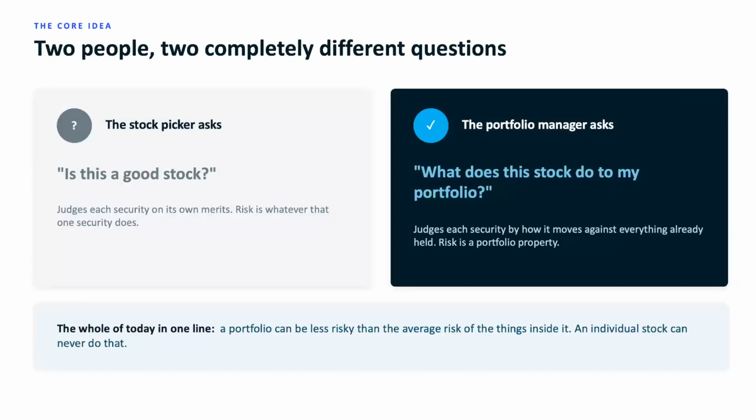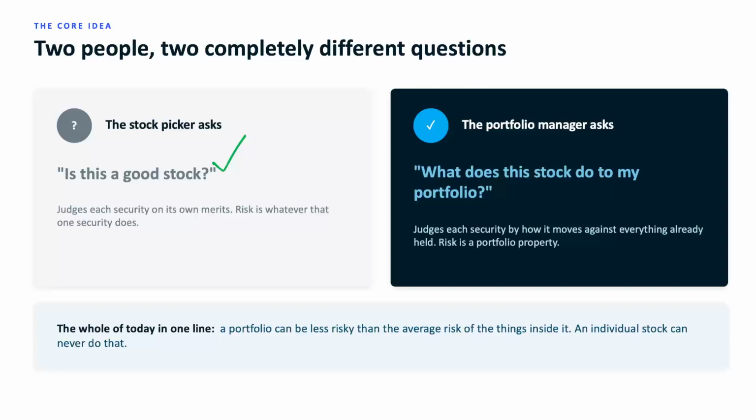Now let's take the example of two persons. A stock picker looks at the company and says, is this a good stock? The stock picker is also an investor, and the question that arises in his or her head is, is this a good stock? While a portfolio manager asks, when I pick this stock, what exactly is going to happen to my portfolio? The difference is the entire session. This session is all about the perspective of a stock picker and the perspective of a portfolio manager. Same stock, but a different lens.